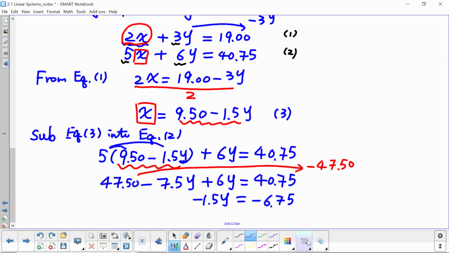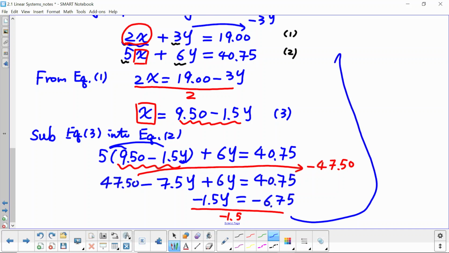In order to solve for y, we are going to move the negative 1.5y to the other side by doing the opposite operation. It will be divide. Then we are going to do the division. Negative 1.5 divided by negative 1.5 gives you 1. So y equals negative 6.75 divided by negative 1.5. You do the calculation and you will find out it is 4.5.